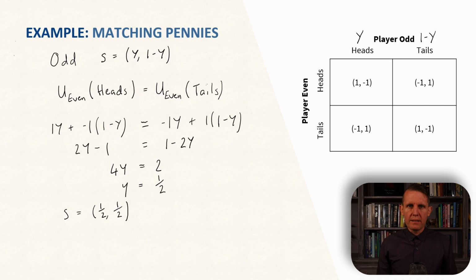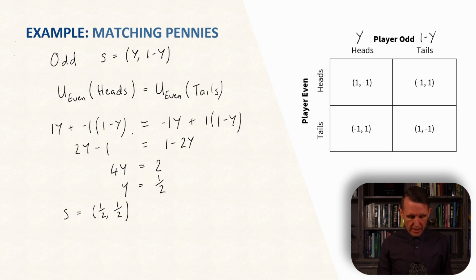So let's recap what we've done here. We have assigned the variable y to be the probability of playing heads, and therefore 1 minus y the probability of playing tails. By assigning those, it's allowed us to figure out what the expression would be, that is the expected utility for player even if they played heads, and also the expected utility for player even if they played tails.